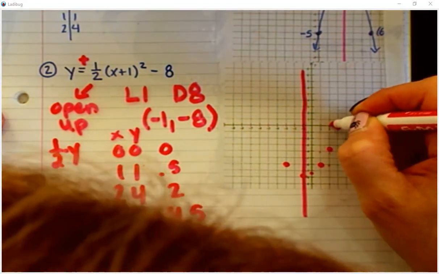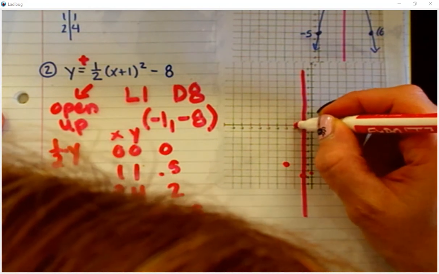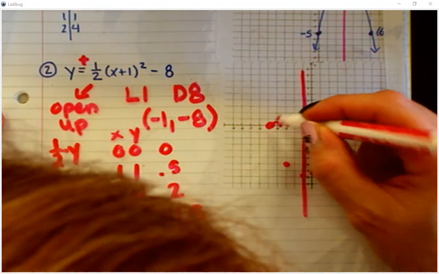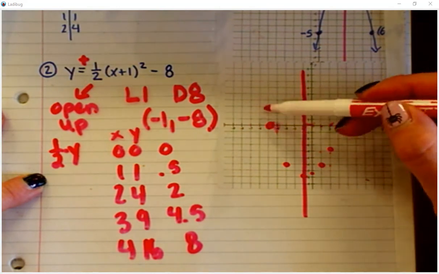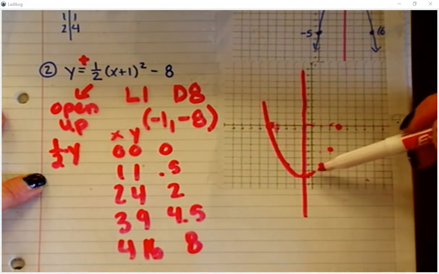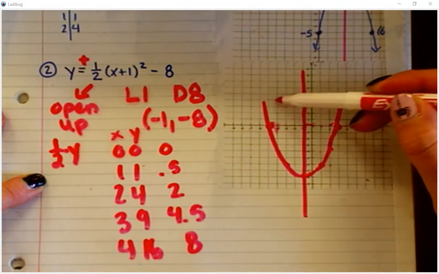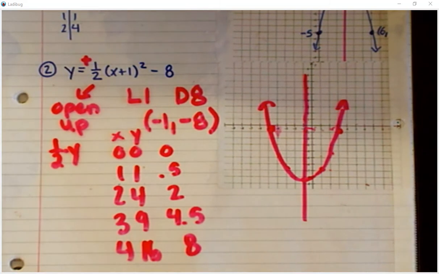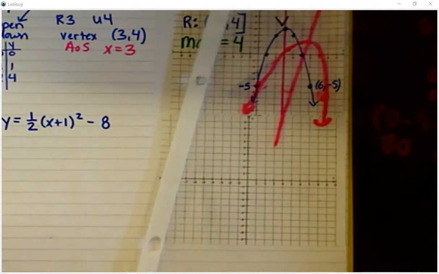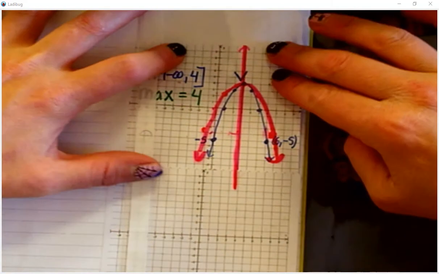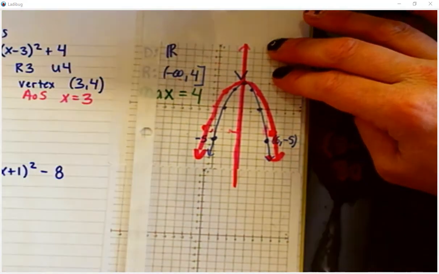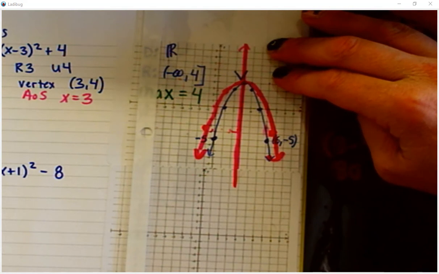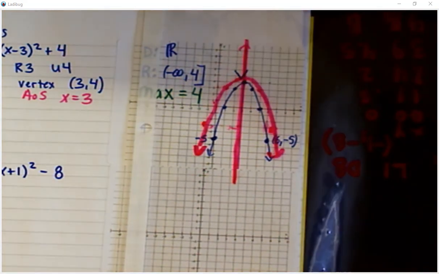Now I'm choosing 1, 2, 3, 4. 1, 2, 3, 4. Okay, so I'm choosing to reflect the easy points. Okay, there's my graph. That's your graph. Now, notice this graph is wider than the other graph because of the 1/2. The 1/2 made it wider just because of the way that it stretched those points.